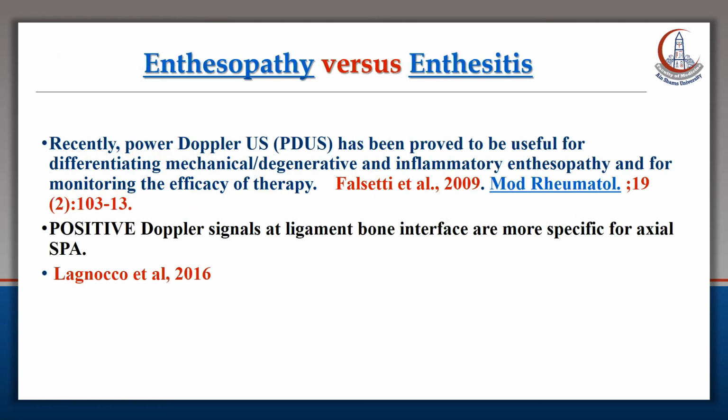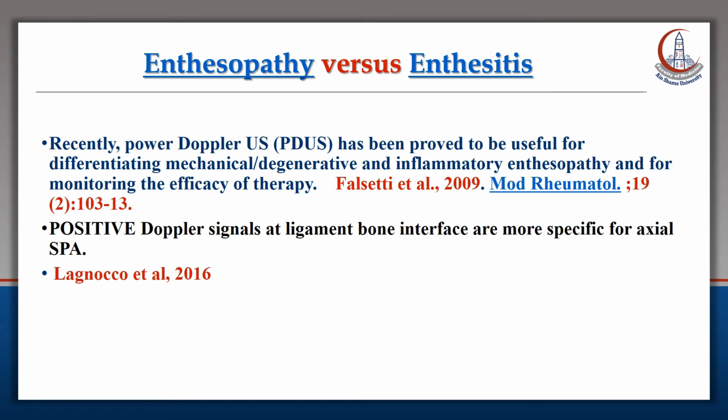Now, as sonographers, how can we differentiate between enthesopathy and enthesitis? According to Falsetti et al. in 2009, they stated that power Doppler ultrasound has been proved to be useful for differentiating mechanical or degenerative and inflammatory enthesopathy and for monitoring the efficacy of therapy. More accurate is that reported in the EULAR book for musculoskeletal ultrasound by Lagnuco et al. in 2016, they stated that positive Doppler signal at ligament-bone interface is more specific for axial SpA.